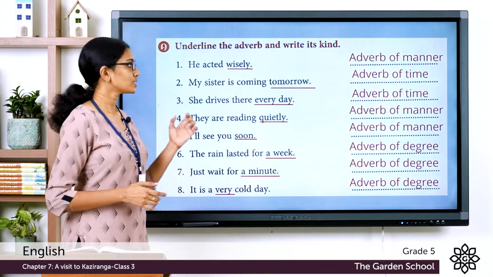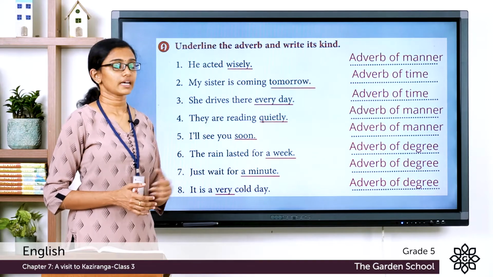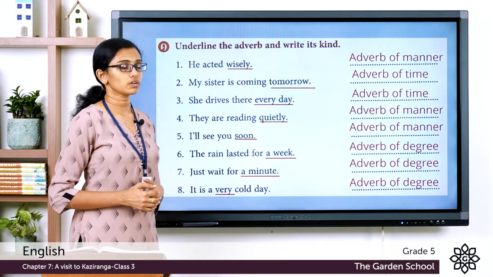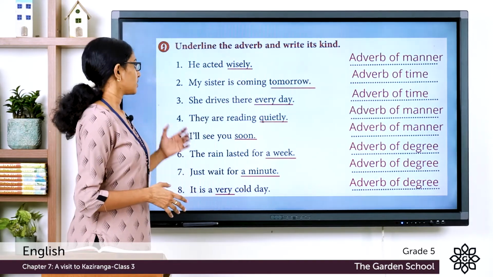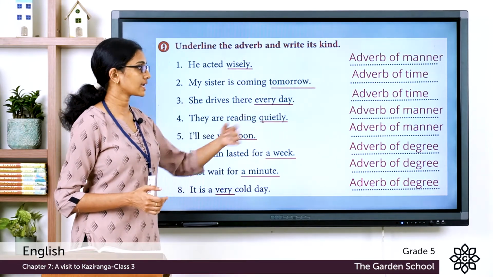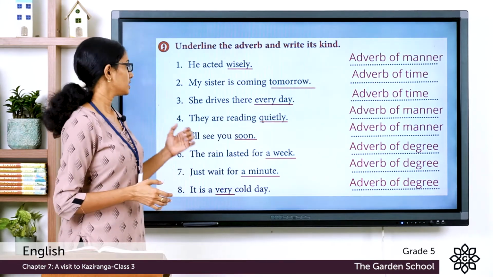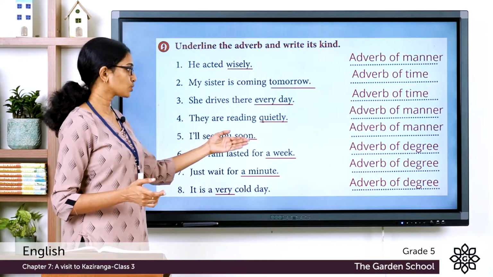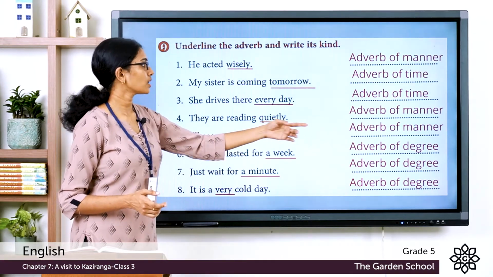And the third one, she drives there every day. And every day is the adverb and it is an adverb of time. Now, they are reading quietly. Quietly is the adverb. It is an adverb of manner. I'll see you soon. The adverb is soon. It is an adverb of manner.